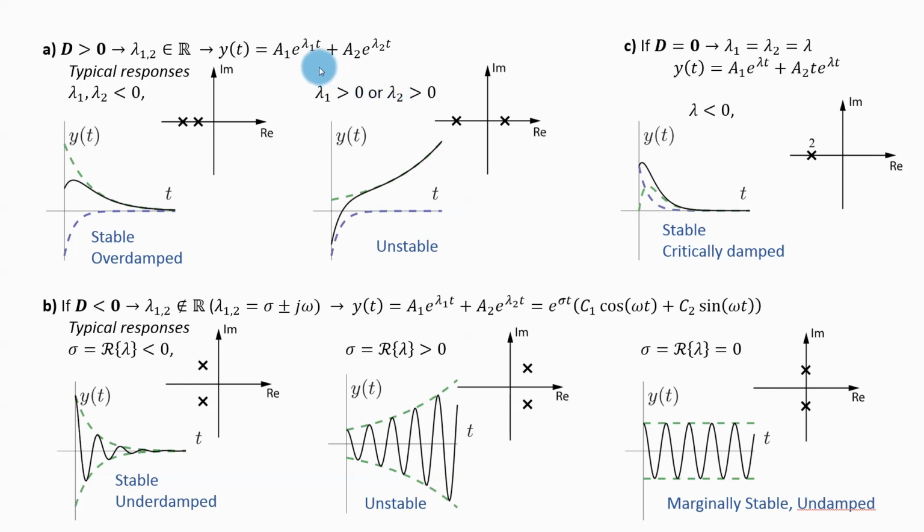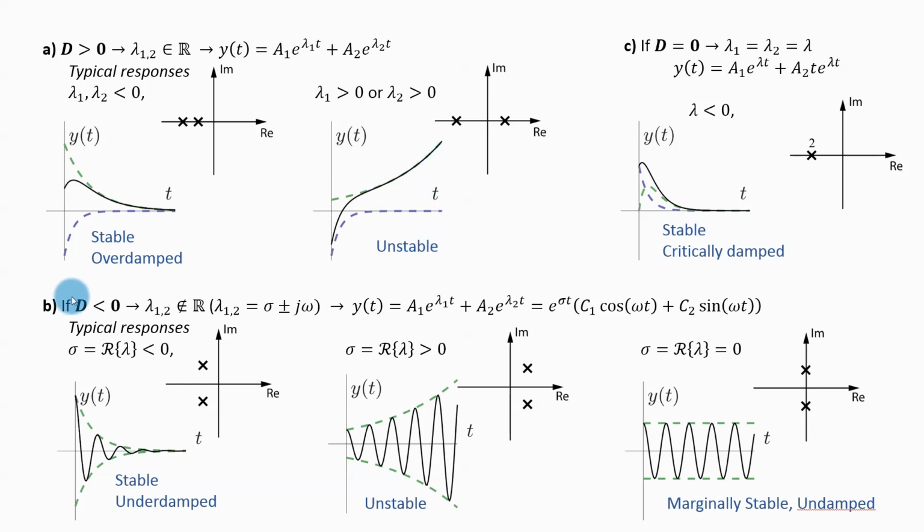In that case, at least one of these exponentials will be increasing to infinity or decreasing to minus infinity. Consequently, the response of your system will not stabilize at some value, but it will be ever increasing or ever decreasing. This type of behavior we call unstable.